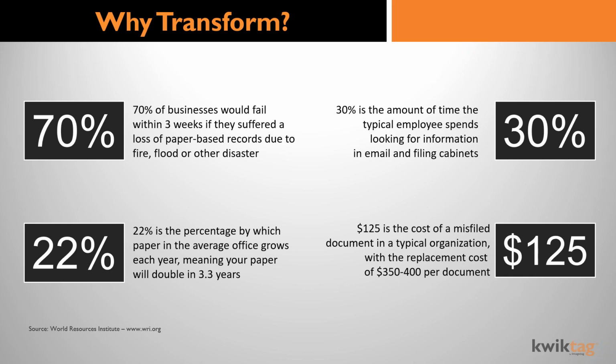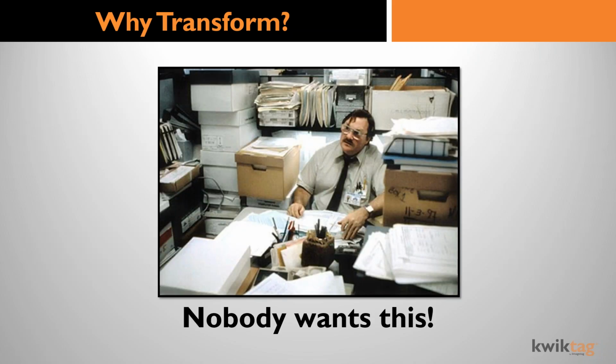And the cost of a misfiled document within an organization, or an unable-to-be-located document, if that's a thing, costs around $125 when you factor in the time and the delay and the fact that somebody has to get up and find it and that they can't find it. And if you have to go back to the source and have it reproduced, so to speak, then that cost goes up to about $350 to $400 a document. So it can get very expensive in addition to the cost of the paper.